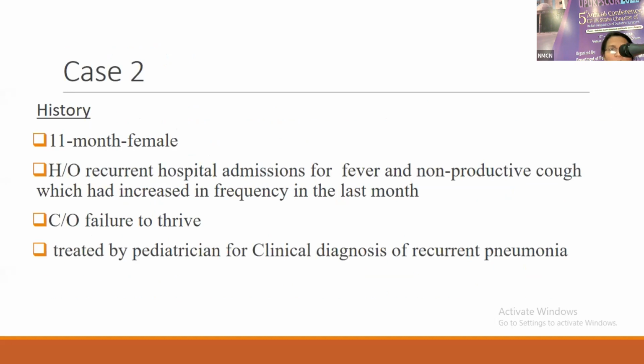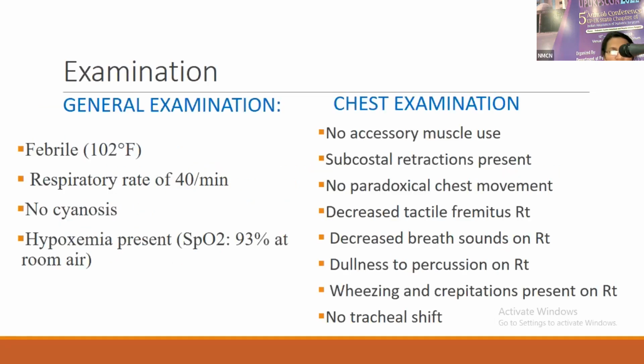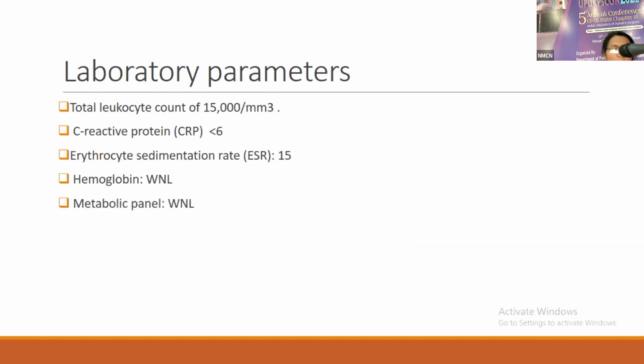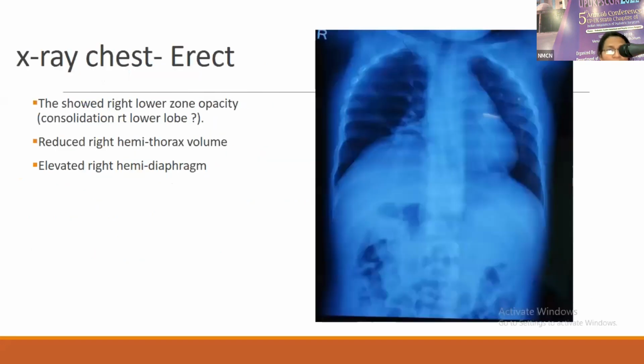Then our case 2 is an 11-month-old female with history of recurrent hospital admissions for fever and non-productive cough, which has increased in frequency in the last one month. This is associated with failure to thrive and treated by a pediatrician for recurrent pneumonia. General examination shows respiratory distress, and on the right side there are abnormal findings. Laboratory parameters are normal with minimal leukocytosis.